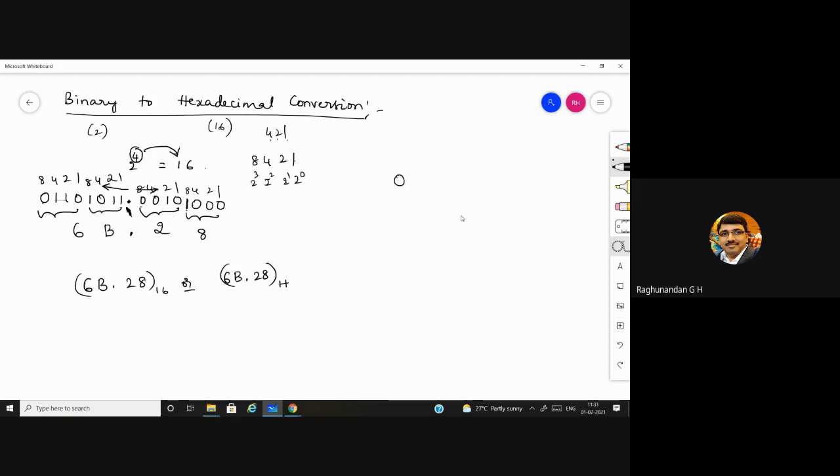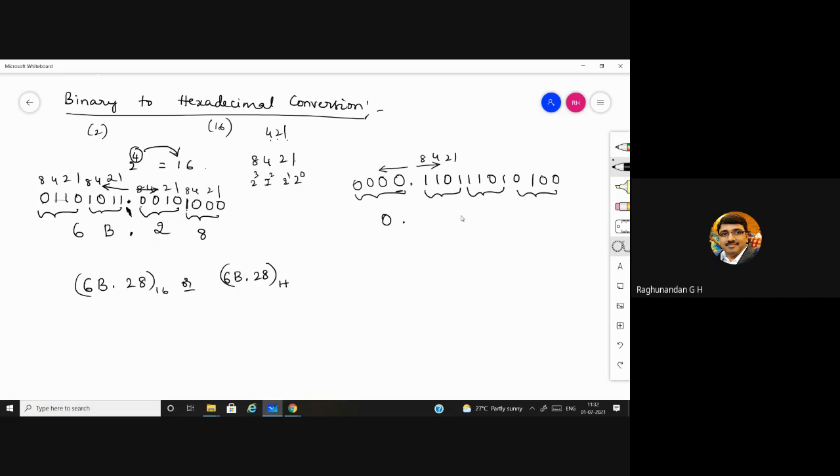Now we'll take one more. Some random number we have taken. So now again we need to group. This is alone, so what we need to do is add 3 extra zeros, because grouping should start in this direction and this direction. So these 4 bits form a group. Again, these 4 form a group. These 4 form a group, and with 2 extra zeros this forms a group. Now for this, we have 8, 4, 2, 1.